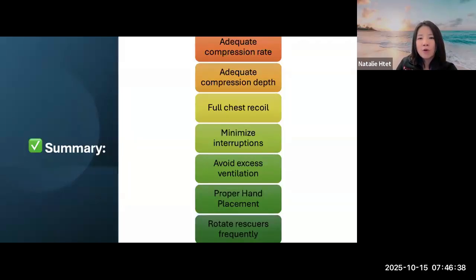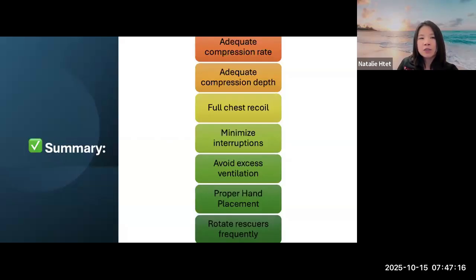Another, fifth point is avoid excessive ventilation. For patients who do not have an advanced airway, like an ET tube, you want to do 30 to 2: 30 compressions to 2 ventilations with a single rescuer. If you have 2 people, you want to do 15 compressions to 2 breaths. So 30 to 2, 15 to 2. For patients who have an advanced airway, like an ET tube or an LMA, you want to give a breath every 6 seconds, with no pauses for compressions.